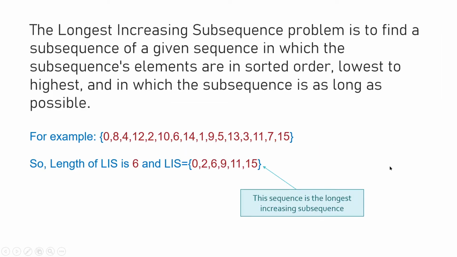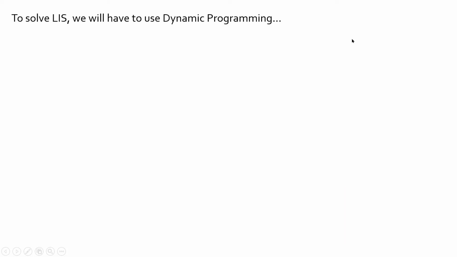The longest increasing subsequence problem is to find a subsequence of a given sequence in which the subsequence's elements are in sorted order, from lowest to highest, and in which the subsequence is as long as possible. Here there is a given example of a sequence, and the length of the LIS, the longest increasing subsequence, is 6, and the LIS is 0, 2, 6, 9, 11, 15. Now how did we find it? In order to find the LIS, we have to use dynamic programming.